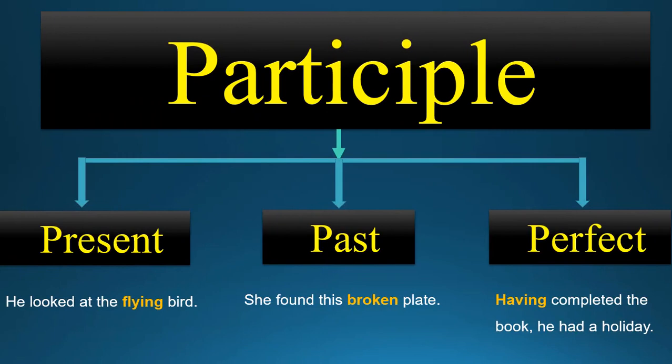Participle is three types: present participle, past participle, perfect participle. Present participle, for example, he looked at the flying bird. Past participle, for example, she found this broken plate. Perfect participle, for example, having completed the book, he had a holiday.